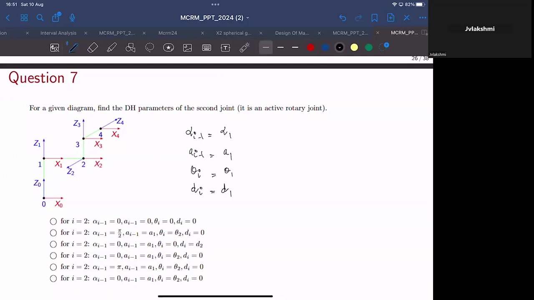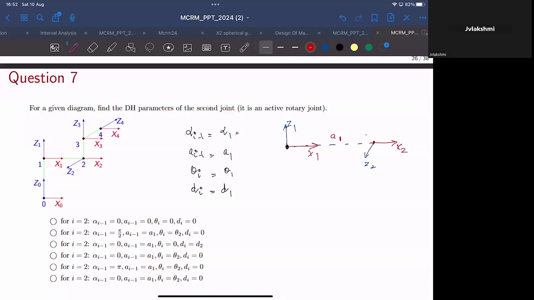I'll redraw the corresponding axes. So this is Z1, this is X1, and if this is Z2, this is X2. And in the question, the link lengths are not given. This length and this length, none of the lengths are given. So we can consider this distance to be A1. It does not matter, it should be A1 or it should be 0, no problems.